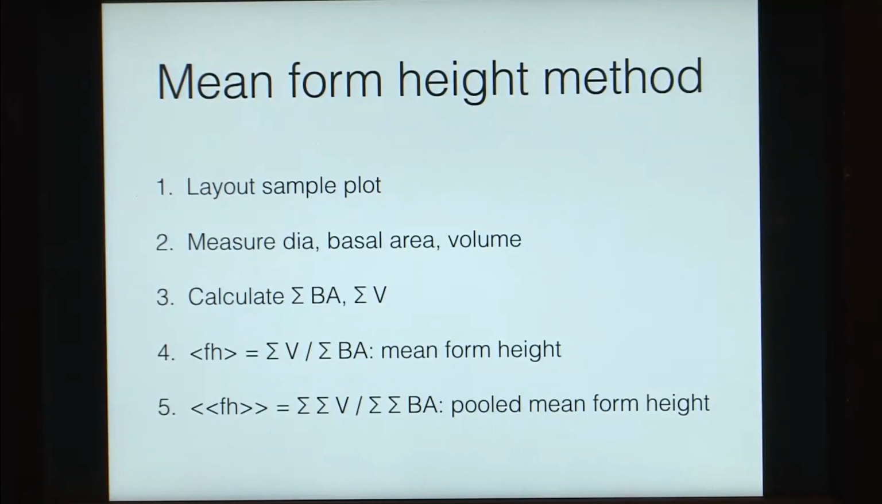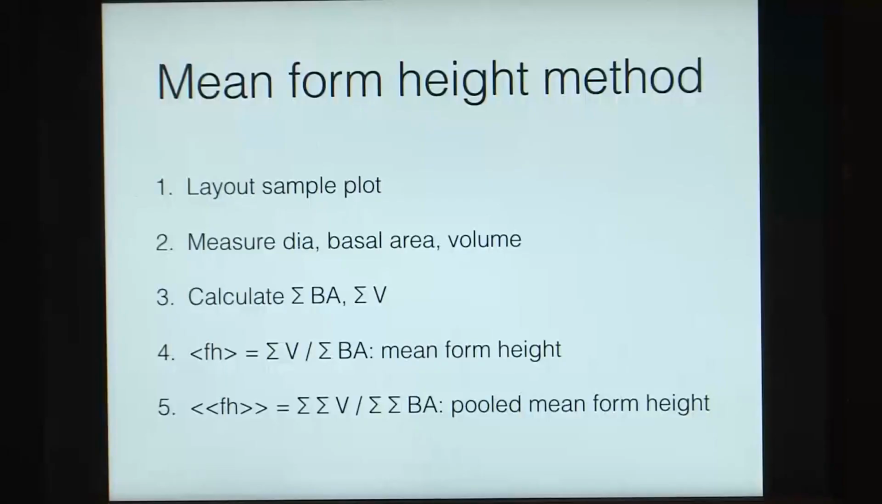Diameter can be very easily measured using calipers or using tape. Basal area is pi r square or pi by 4 DBH square for each tree. Volume can be calculated by multiplying the basal area with the height of that tree and with the form factor of that tree. After we have done that, we can calculate the sum of the basal areas of all the trees in the sample plot and the sum of the volumes of all the trees in the sample plot. So, that can be figured out.